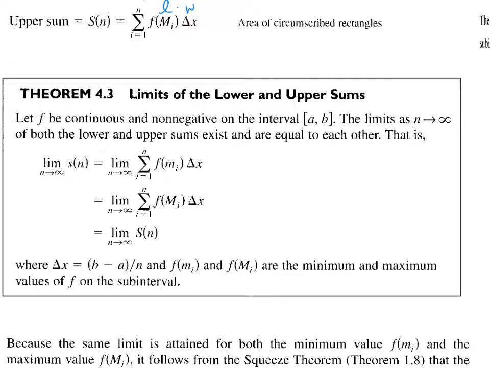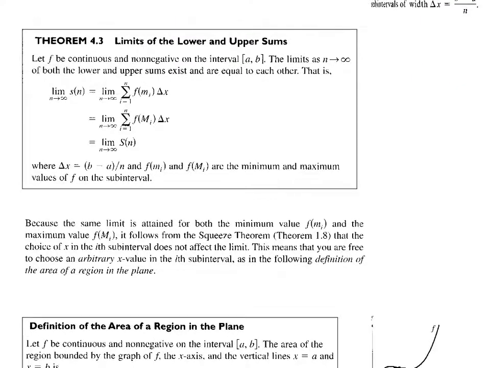Okay? So, the limit of the lower sums, the first one, is going to equal the limit of the upper sums, which is just the limit of capital S sub n, the limit of the sum itself. And basically what this is telling us here, look at the last sentence here. Notice they're using the squeeze theorem here to prove this. We're not going to prove this.